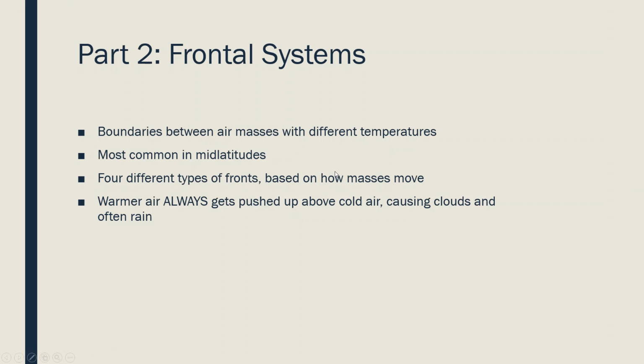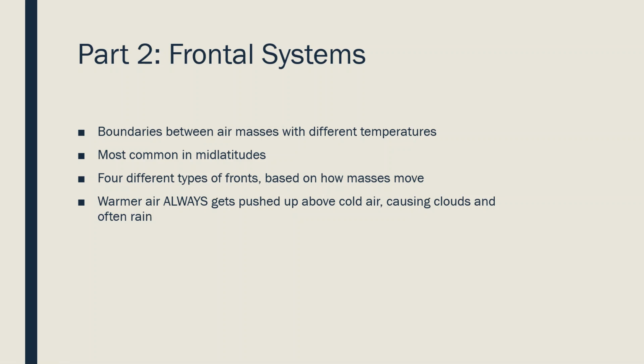The second part is all about frontal systems. And frontal systems are basically boundaries between air masses of different temperatures. They are most common in the mid-latitude, so right over the United States. There are 4 different types of fronts, and this is based upon how those air masses are moving.